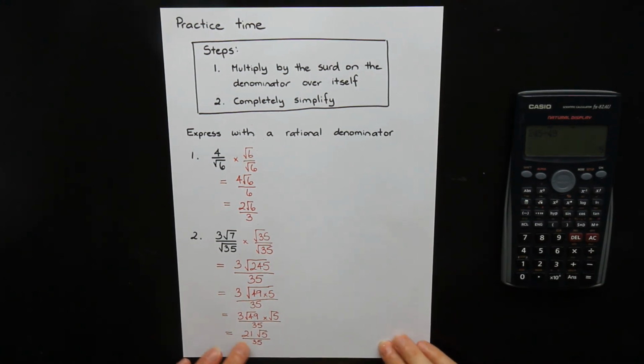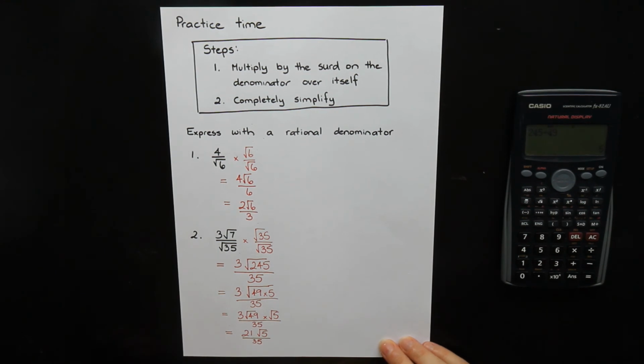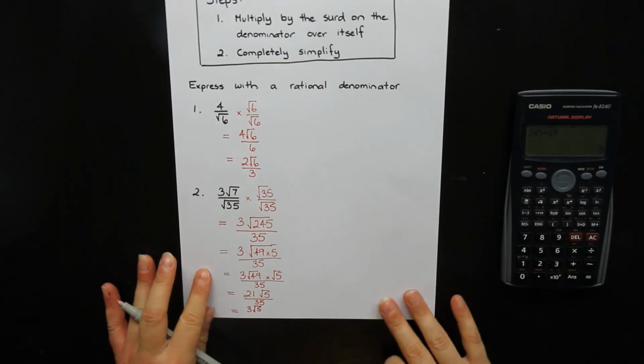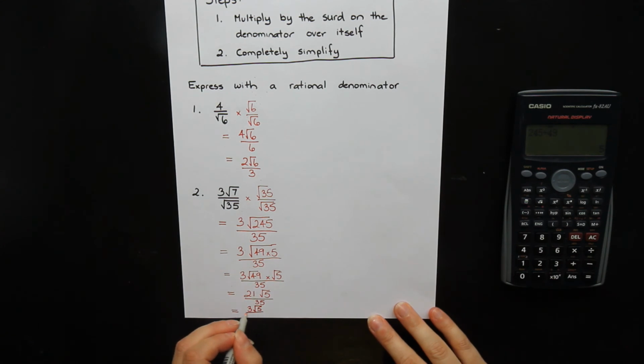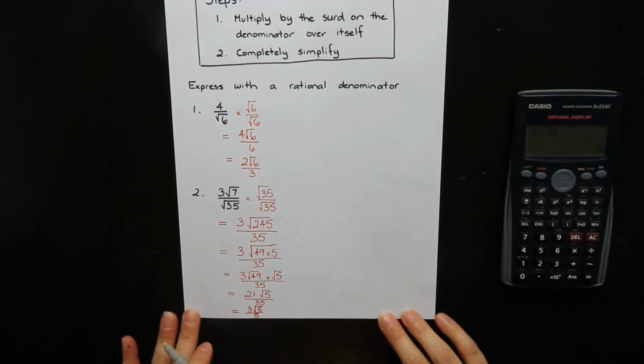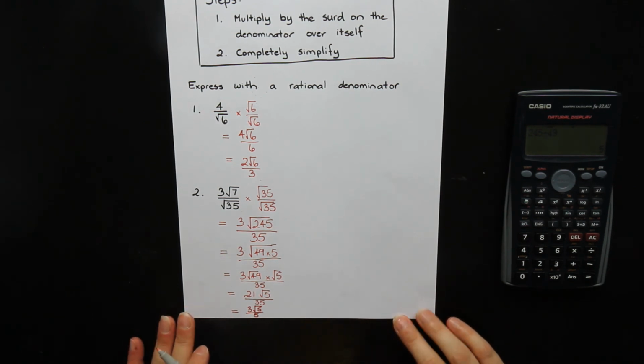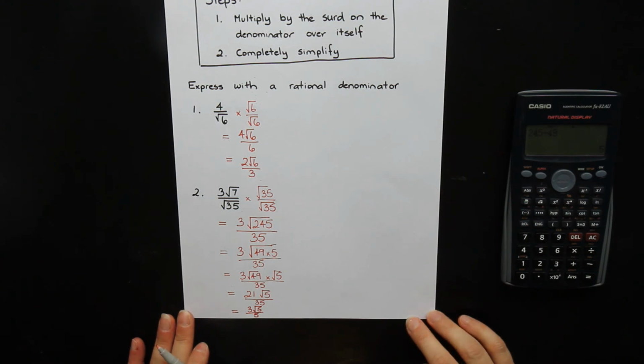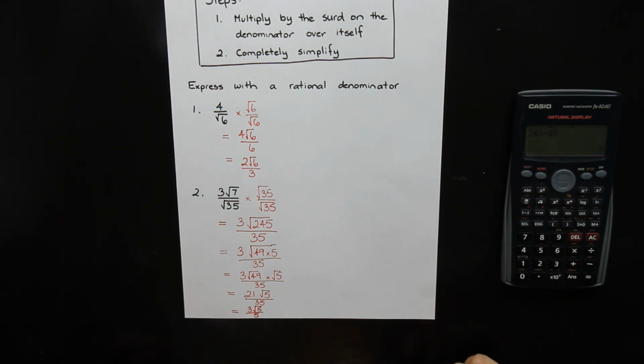And 21 and 35 can both be divided by 7, giving me 3 root 5 over 35 divided by 7, which is 5. Squishing it in there at the bottom. Hope you can see that. So that's your answer, 3 root 5 over 5 with a nice rational denominator.